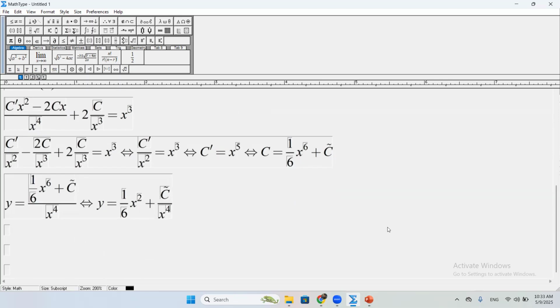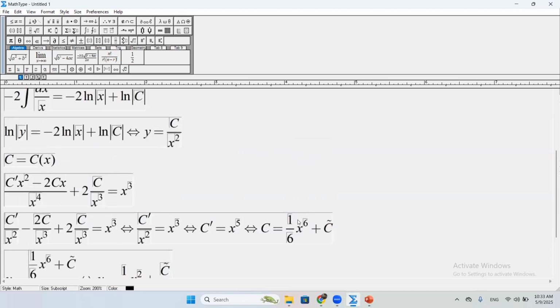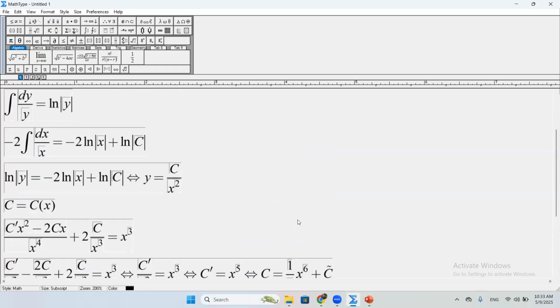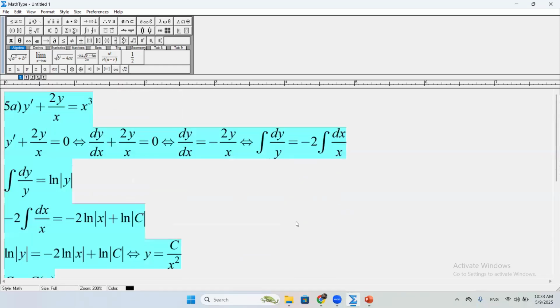Any questions about this exercise? No. No questions. Okay, so moving to the next exercise.